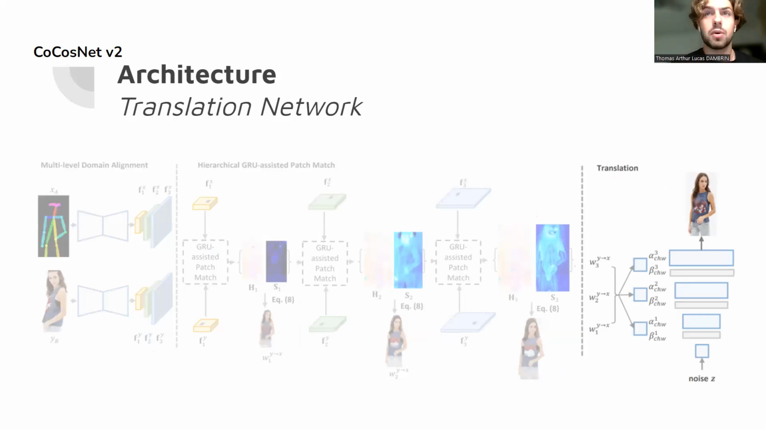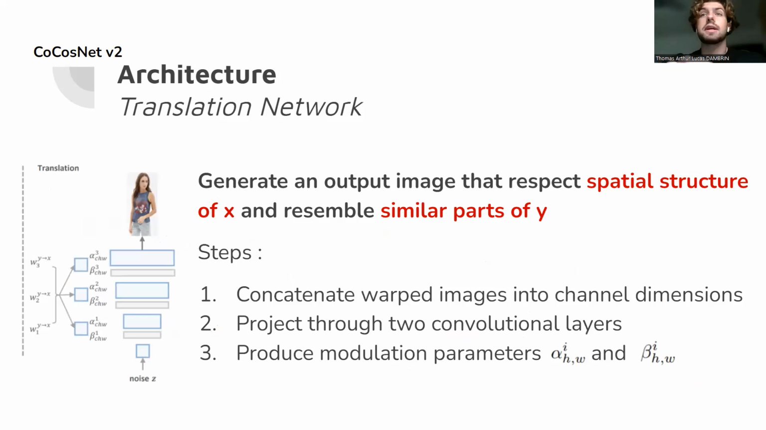Finally, the obtained warped exemplar image is combined through a translation network, which uses spatially adaptive denormalization, also called SPADE. To do so, concatenation of the warped image is performed in the channel dimension with upsampling if needed. This concatenation is then projected through 2 convolutional layers to produce parameters alpha and beta for style modulation, and then the output image is generated by forwarding through the translation network.